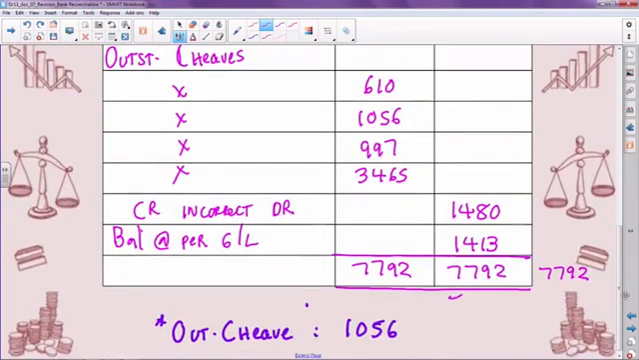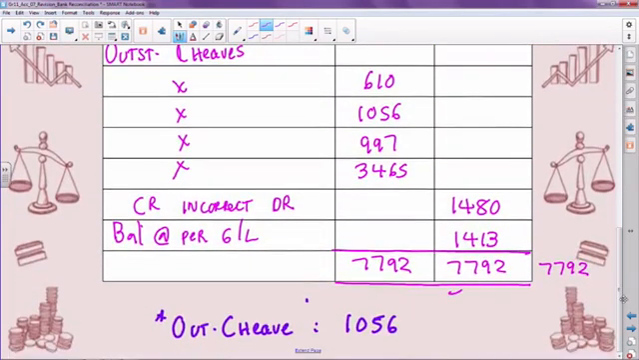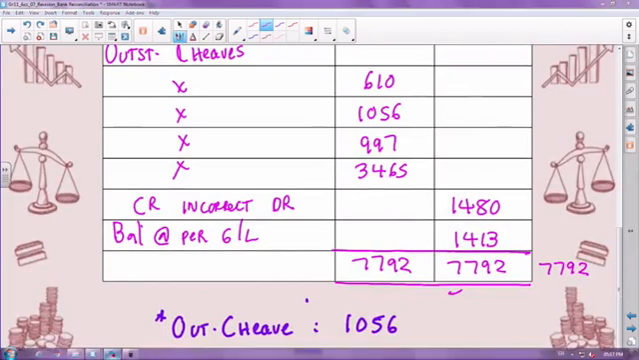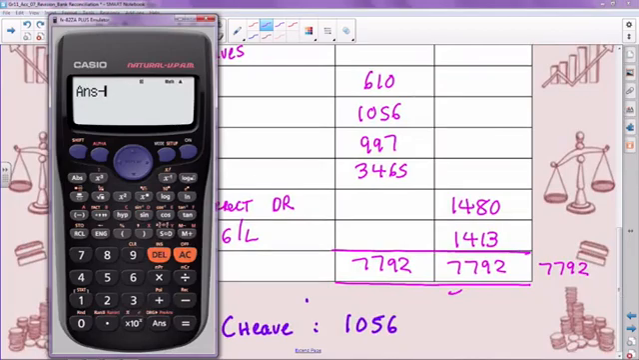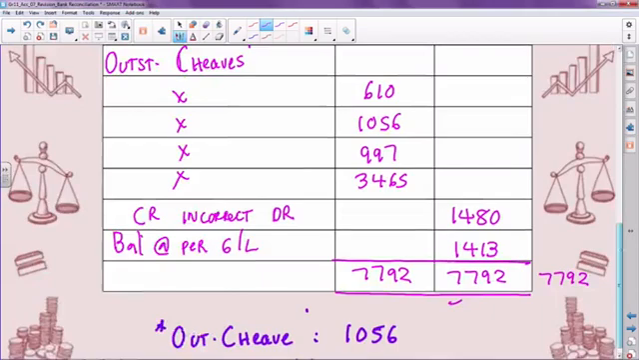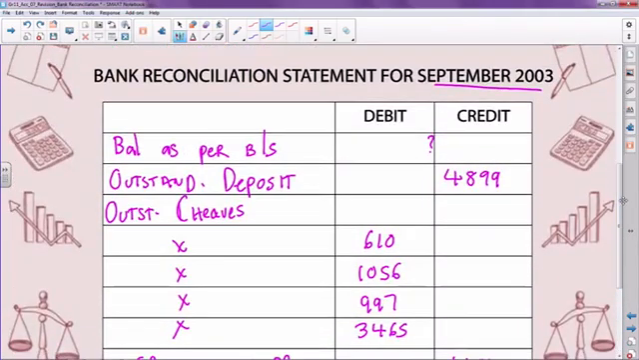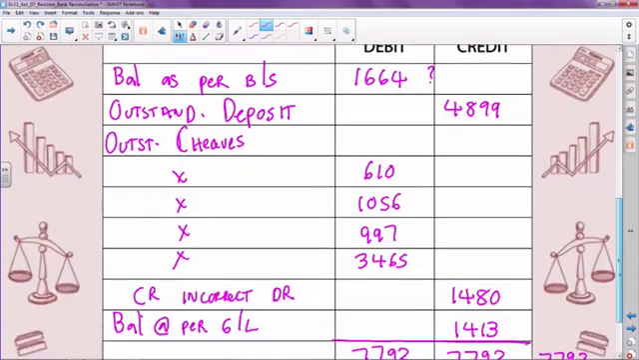Let's go back to our calculator. The total that I've got, minus, I'm not worried about the signs, 7,792, and that gives me a debit balance of 1,664. So 1,664. Sure, we're done.